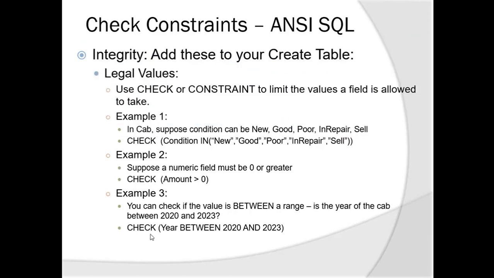Here is a check constraint to make sure that the data input for amount is greater than 0. Another check constraint uses the between keyword. So perhaps the cab has a year field, and the year field has to be between 2020 and 2023.